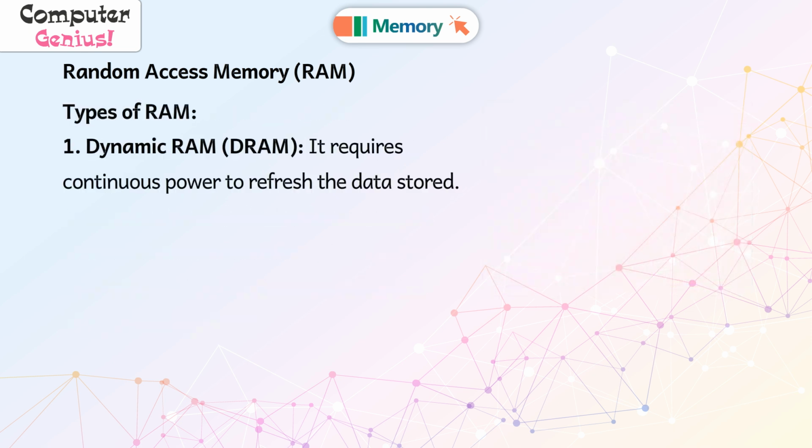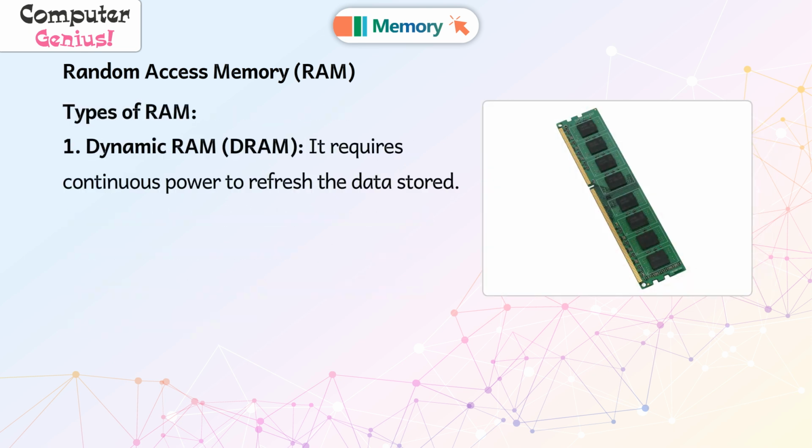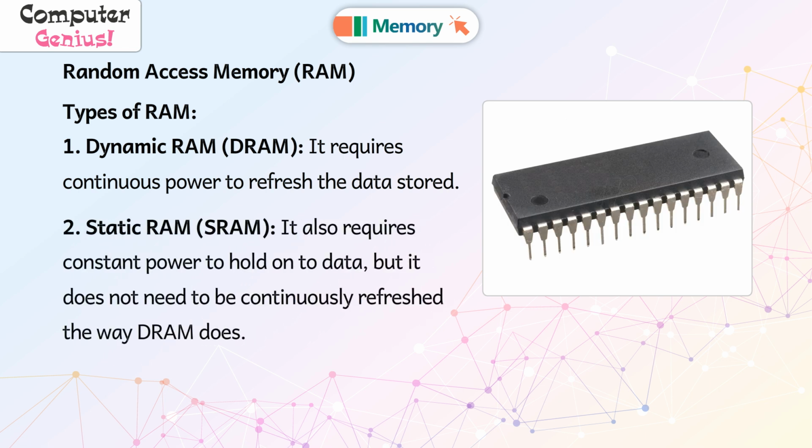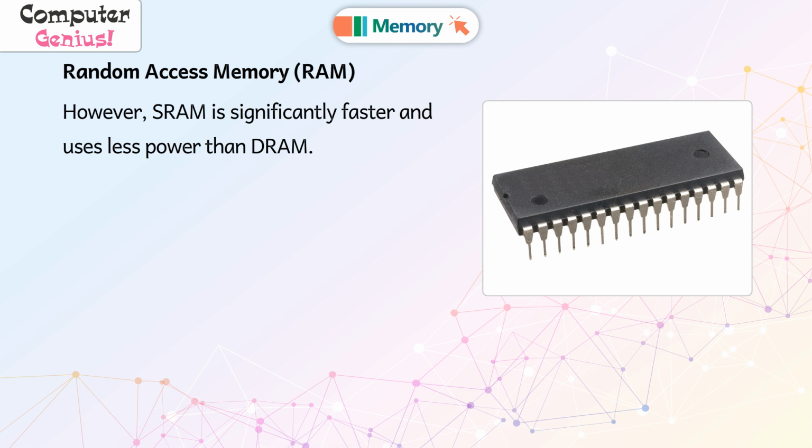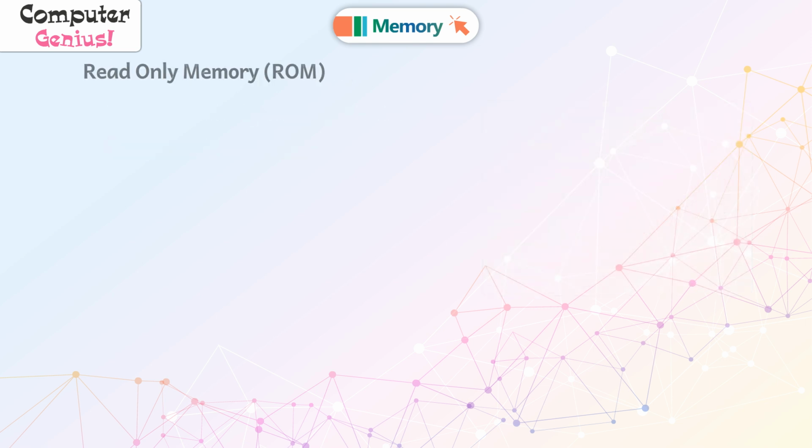Types of RAM. 1. Dynamic RAM, DRAM. It requires continuous power to refresh the data stored. 2. Static RAM, SRAM. It also requires constant power to hold on to data, but it does not need to be continuously refreshed the way DRAM does. However, SRAM is significantly faster and uses less power than DRAM.